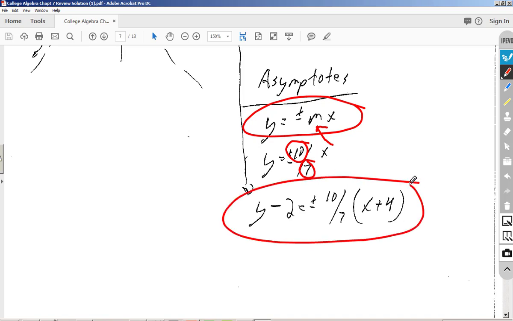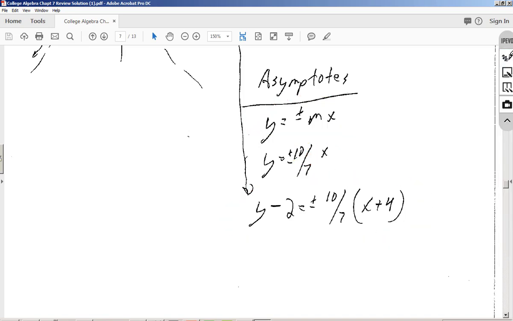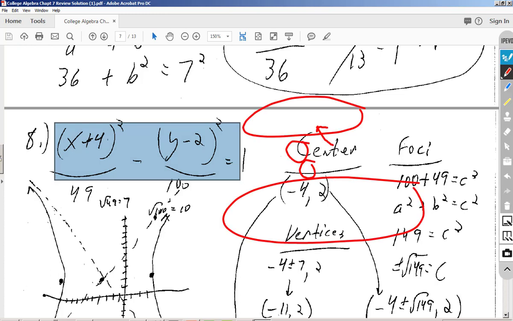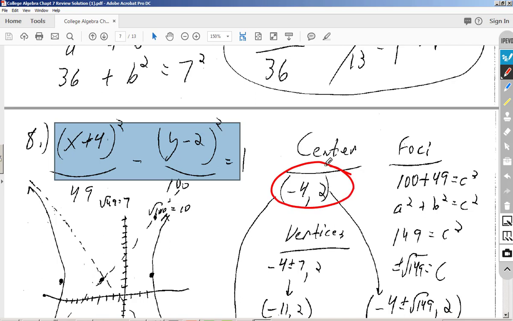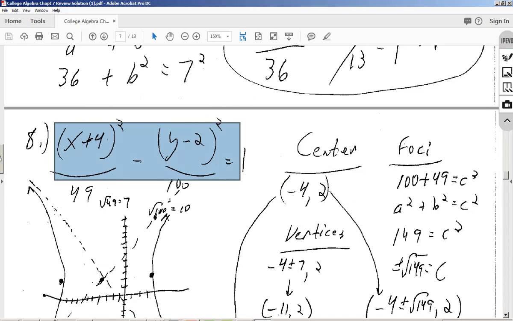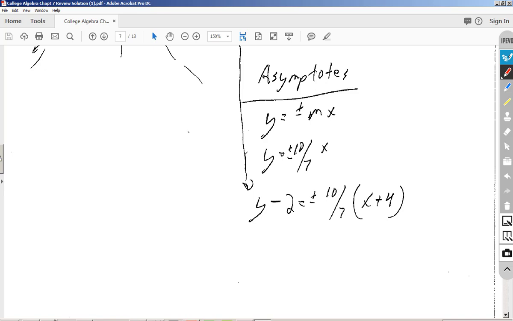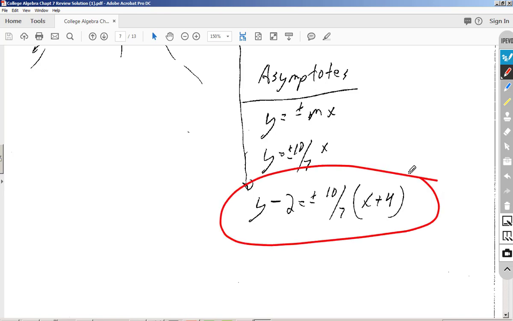So notice that shift, you can take a look at it from both ways. The shift is actually written right here. And it's also over here with your center. So either way that you want to look at it, you just go ahead and write it in. I usually use this one right here because that is the equation of it. So remember, everything shifts, your asymptotes and your foci. And so that asymptote equation would be y minus 2 equals plus or minus 10 sevenths times x plus 4.